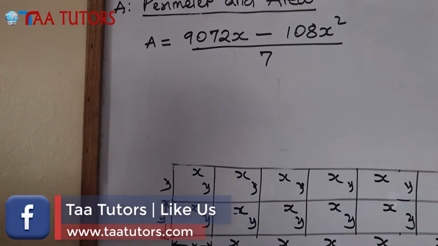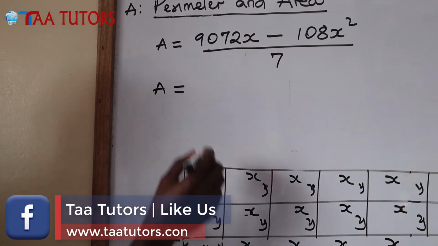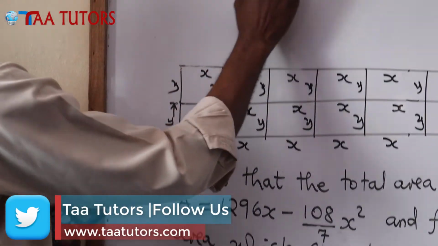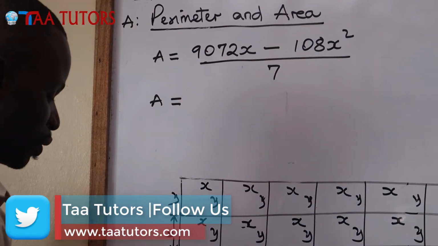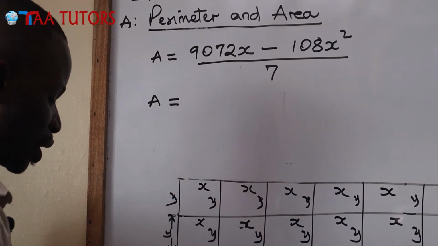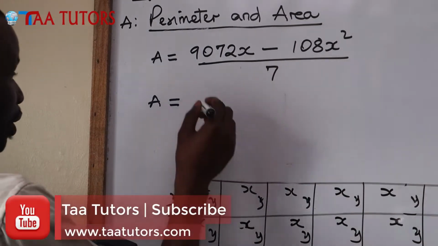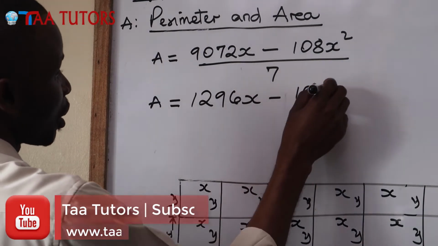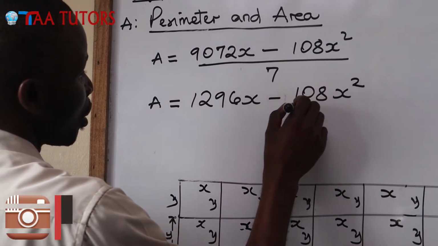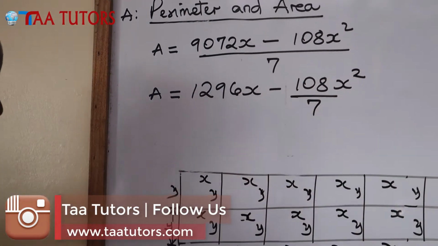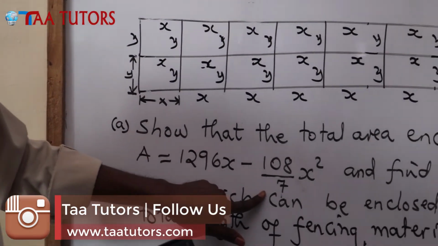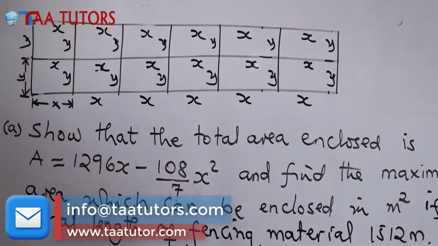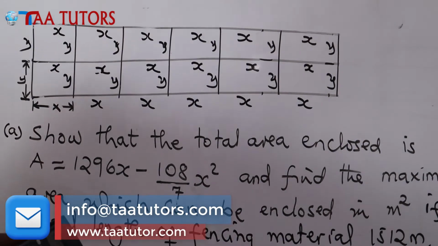But now we realize that in the expression of the function we are given, there's no 7 in the first term. It means that let us simplify each term by 7. 9072 divided by 7 is 1296. So 1296x minus 108x squared over 7. So we have reached the point. They told us to show that the total area of this enclosure is A equals 1296x minus 108 over 7 x squared. We have it there.